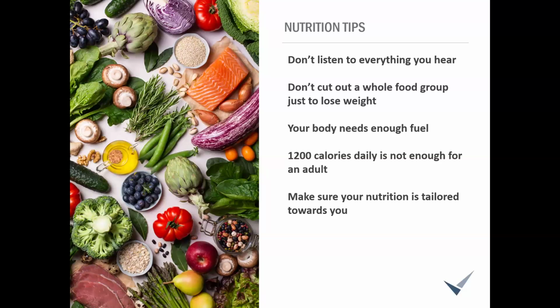Number 2 is don't cut full food groups out of your diet just to lose weight. As I mentioned earlier, our body needs a huge variety of nutrients to run properly. Getting a variety of foods helps us to get all the nutrients our body requires. Cutting out certain foods, or especially food groups, can lead to deficiencies in certain nutrients. For example, cutting out dairy products can lead to a calcium deficiency and therefore cause osteoporosis.